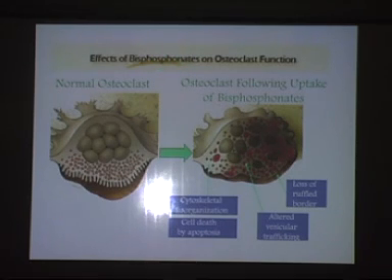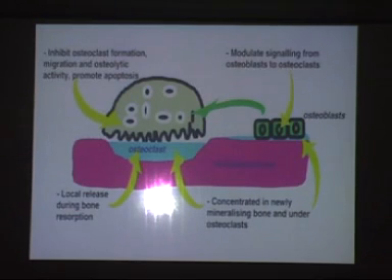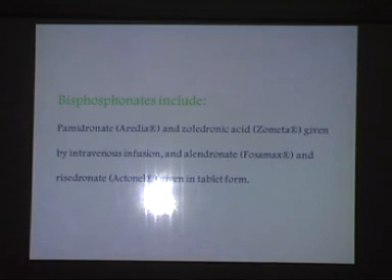Bisphosphonates will cause apoptosis of the osteoclasts. Also, they are deposited in the mineral that is deposited in the bone, and so with further resorption of bone, they will be released, so they will have an extended half-life in bones. We have the bisphosphonates. We have two types. Either we can give them orally or intravenously.